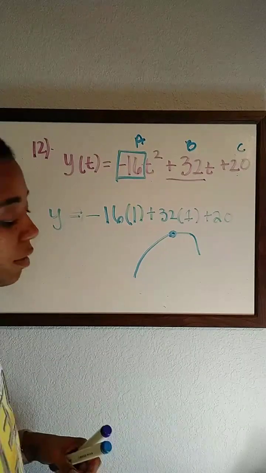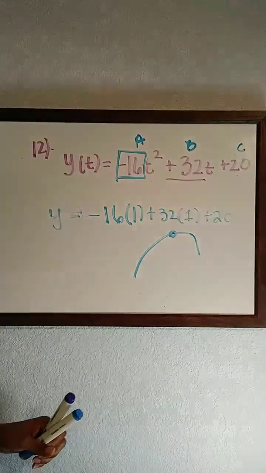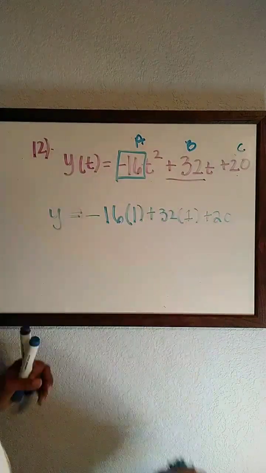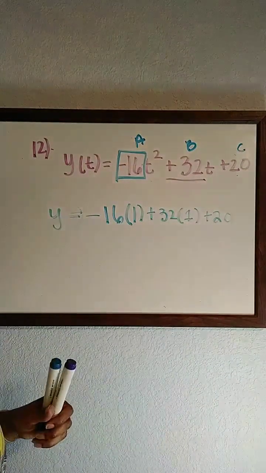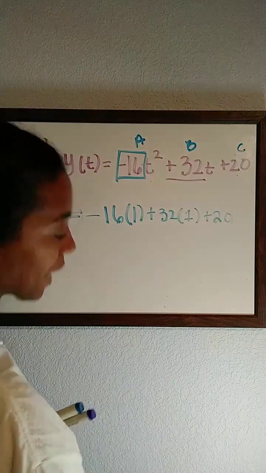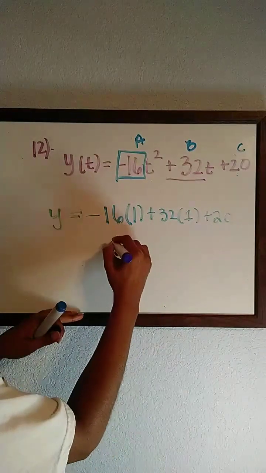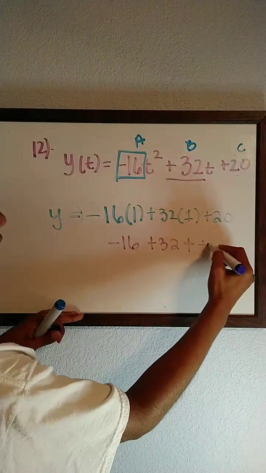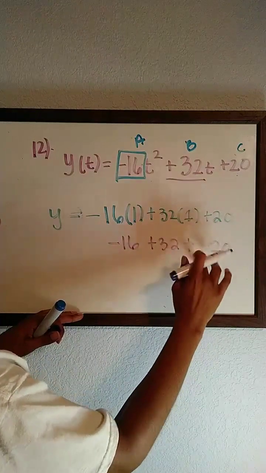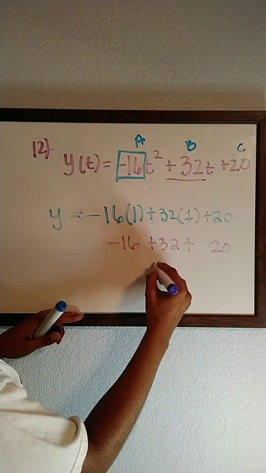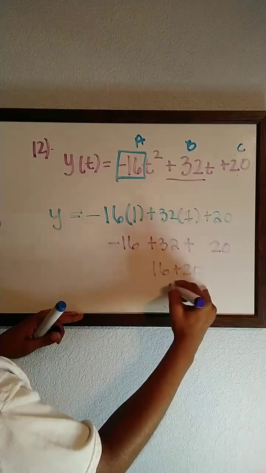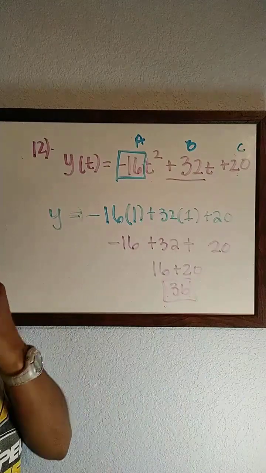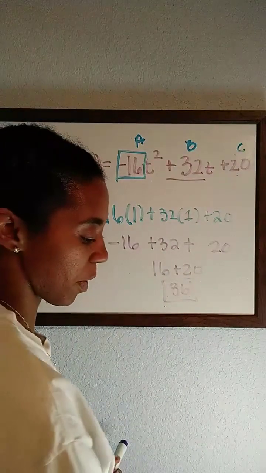I'm letting Raven solve this. She's going to tell us. Did anybody else solve it? You put 1 in here, and all we have to do now is solve. I got 36. That's it. So you have negative 16 plus 32 plus 20. Then negative 16 and 32 is going to be 16, plus 20, which is 36. Perfect. Absolutely right.